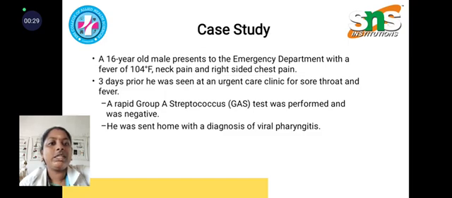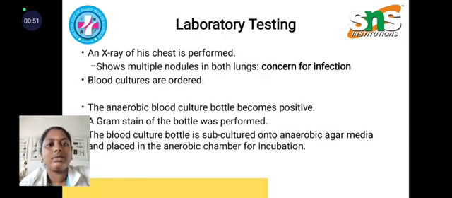Three days prior, he was seen at the urgent care clinic for sore throat and fever. A rapid group A Streptococcus, that is GAS, test was performed and it was negative, and he was sent home with the diagnosis of viral pharyngitis.